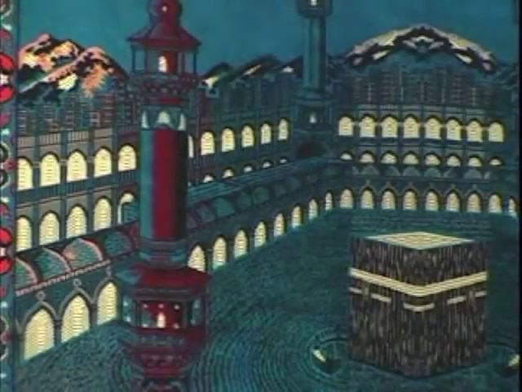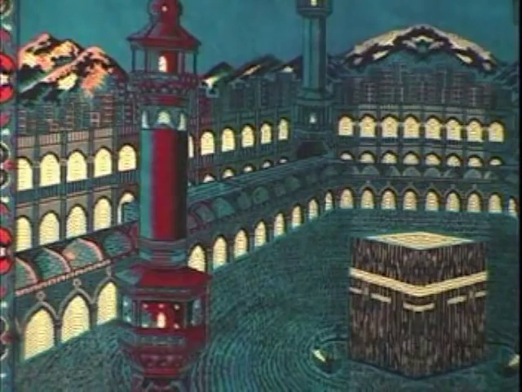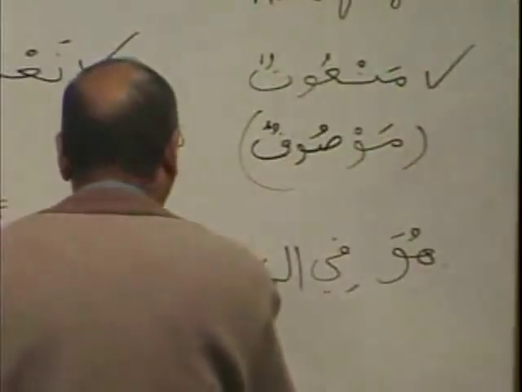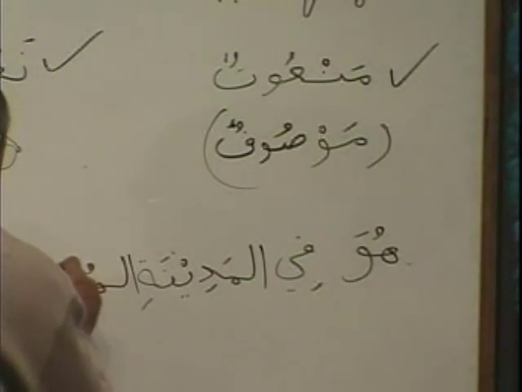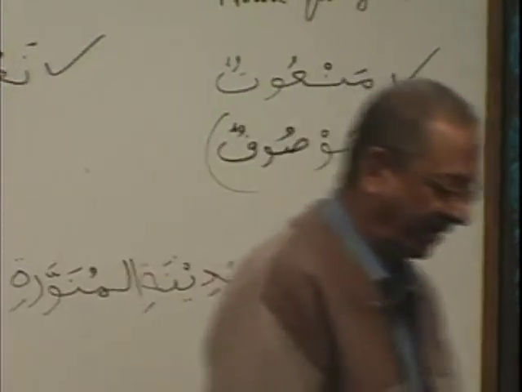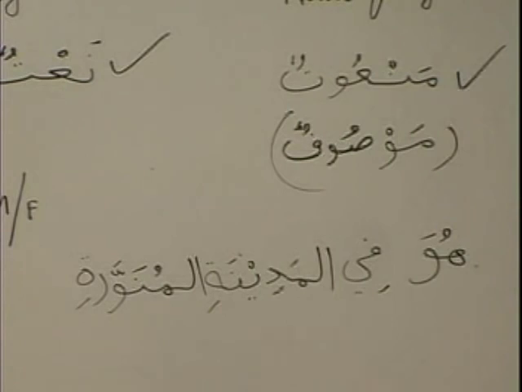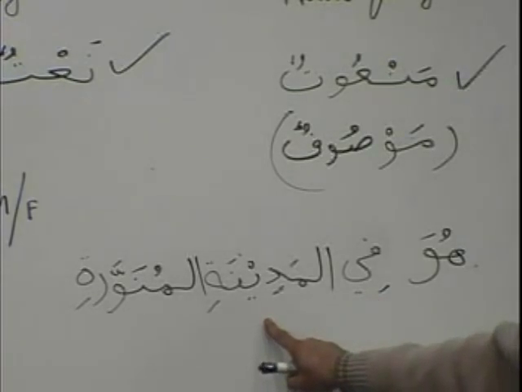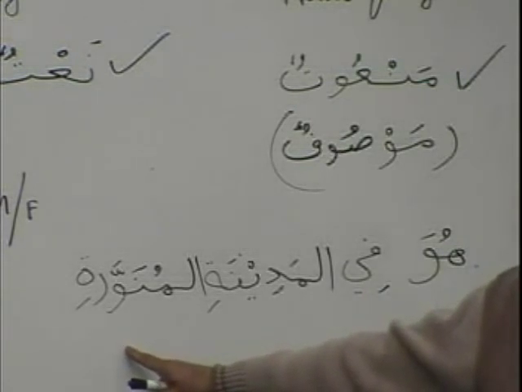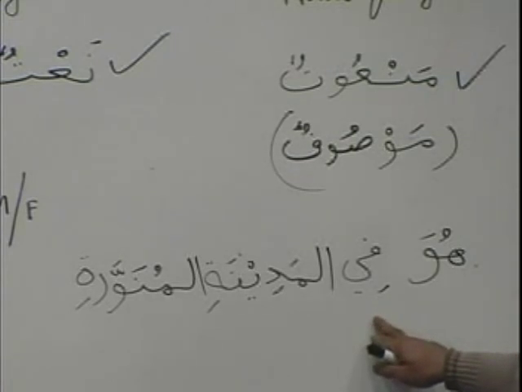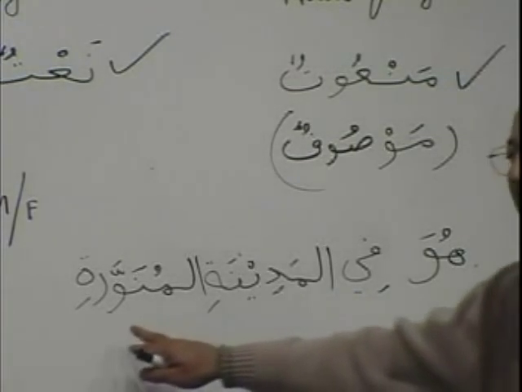Are you with me? Huwa fil Madinati Al-Munawwarati. Now tell me, brother Salman, what is Huwa? Mubtada. Where is the khabar? Fil Madina. Jar majrur. Okay, what is after Madina? Naat. It describes the Madina, illuminated city, Munawwarati. So, fi harf jar, ism majrur, and then this is naat. Are you with me? Sister Maimuna, fi harf jar, ism majrur, and this is naat.